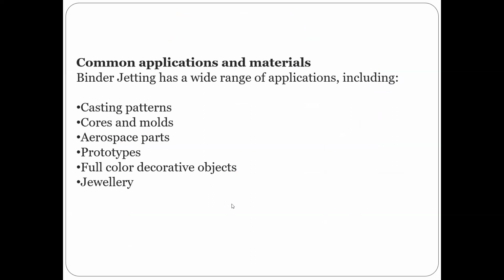Major applications of the materials coming out of this process, as you have seen, are that they can be used for the 3D printing of molds that can later be used for the casting process. So casting patterns, cores, molds can be created from this process. It has the ability to print aerospace parts, like if you're working with titanium or Inconel, for example. It can rapidly create prototypes and full color decorative objects, which means that you can change the color in the printout. So it can do all of these things. It can also be used in jewelry related applications as well.